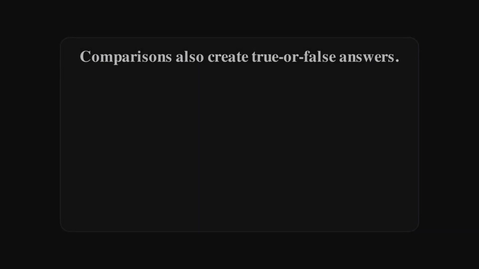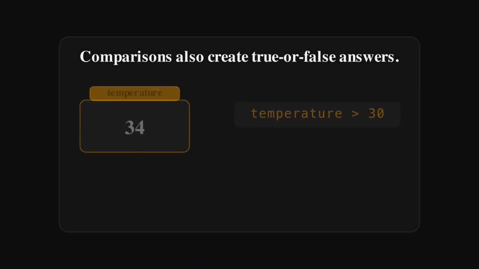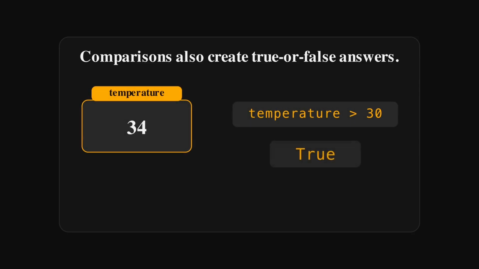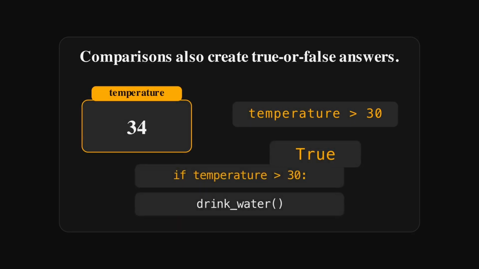Conditions can also come from comparisons. For example, temperature greater than 30 asks a true or false question. If the temperature is 34, the answer is true. If the temperature is 25, the answer is false.